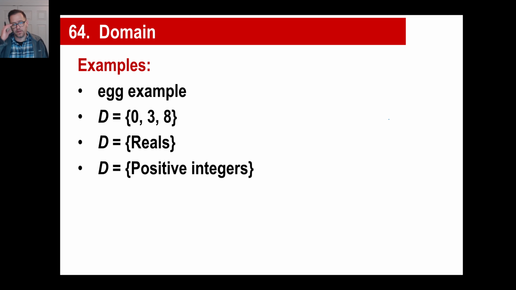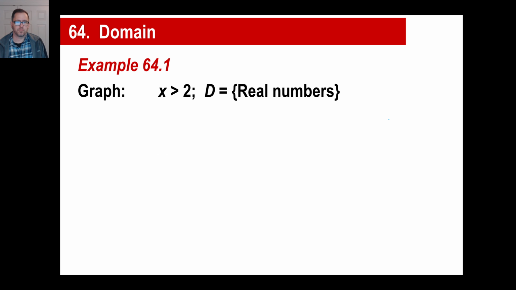You could have something like this. The domain is, in other words, what you're allowed to use is any positive integer. In other words, 1, 2, 3, 4, 5, and so on. It might be that a certain experiment or problem won't work unless you only use positive integers in that. Those are all domains. Okay?